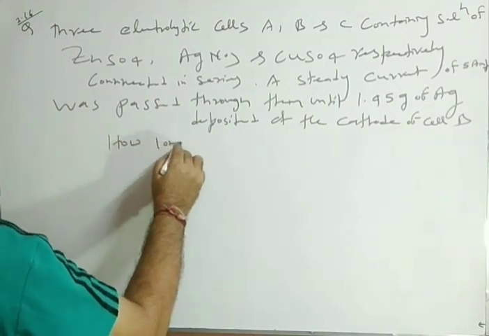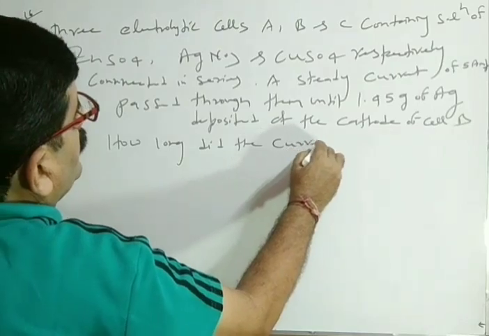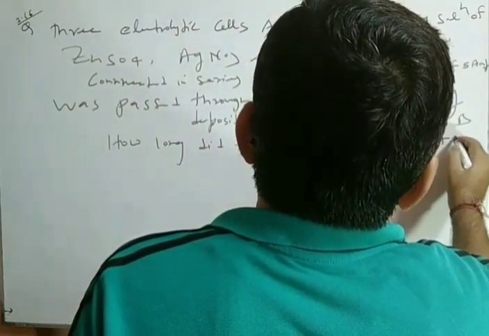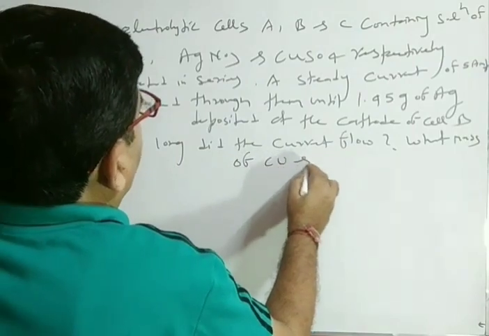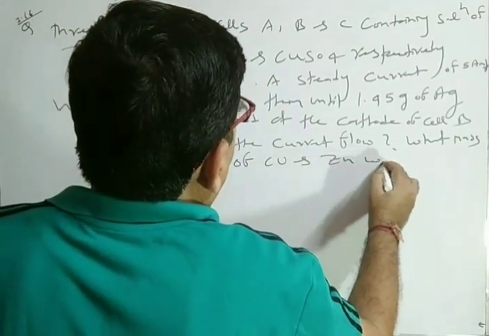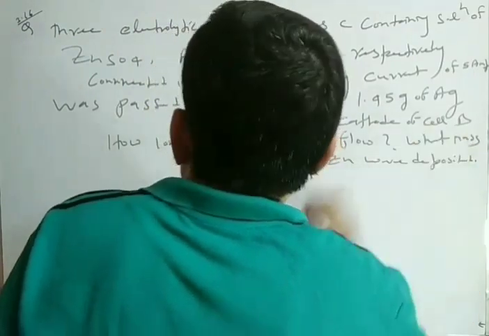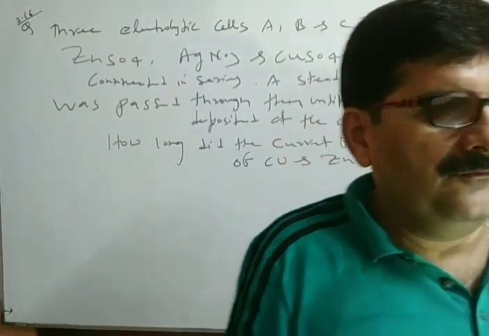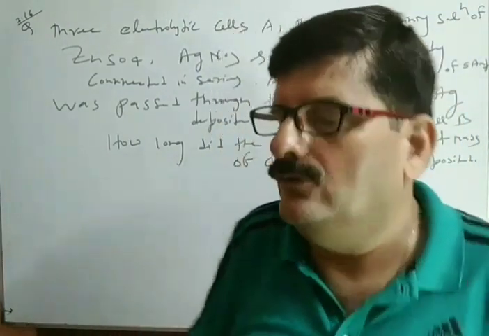How long did the current flow? This is our first question. And the second one, what mass of copper and zinc were deposited? This question is a combined form of Faraday's first law of electrolysis and Faraday's second law.